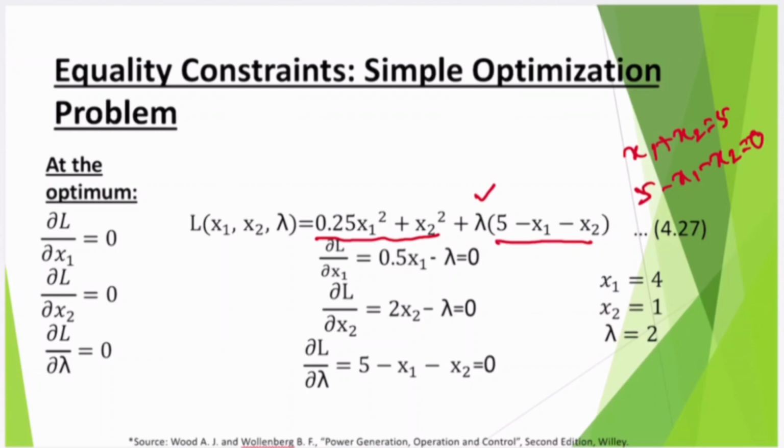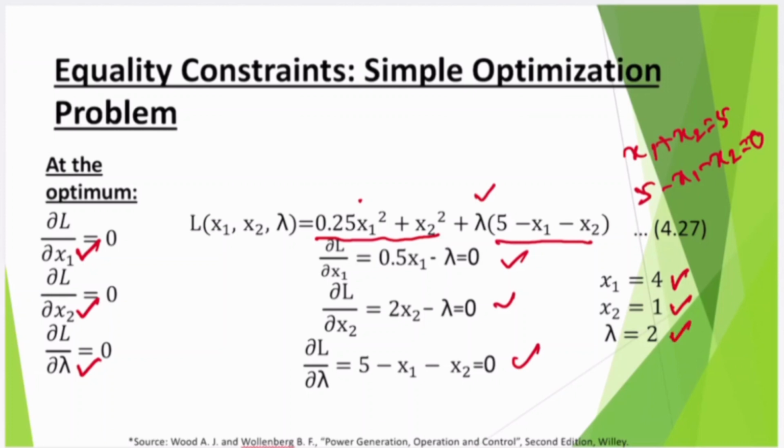Okay, so now you have a function with you. What you have to do is differentiate. There are three differential values. One is dou L with respect to x1, then you differentiate with respect to x2, then you differentiate with respect to lambda, because there are three variables. So three variables and three equations. What are those equations? As you could see, the first equation gives you 0.5 x1 minus lambda equal to 0, 2 x2 minus lambda equal to 0, and then 5 minus x1 minus x2 equal to 0. So there are three equations and three variables, and you have to solve, and the solutions are x1 equal to 4, x2 equal to 1, and lambda equal to 2.